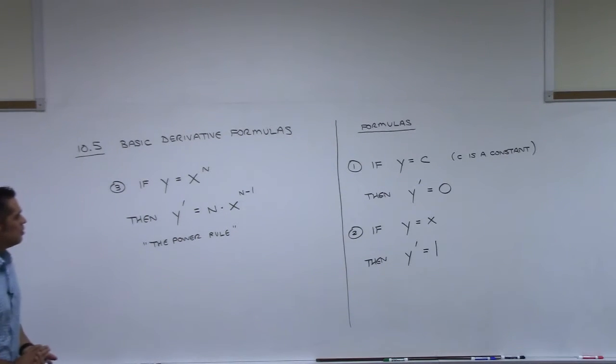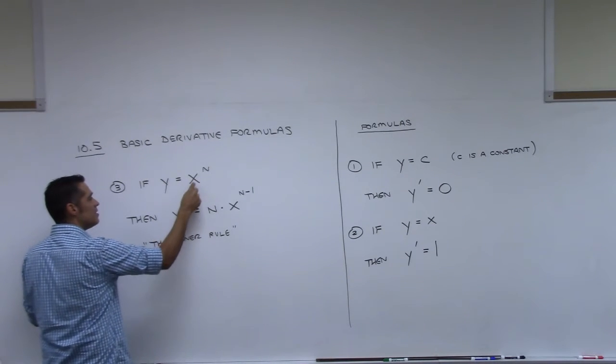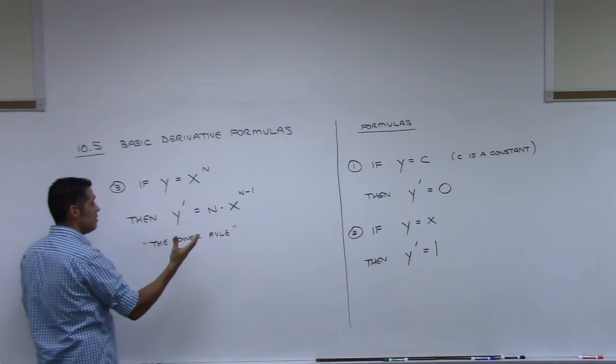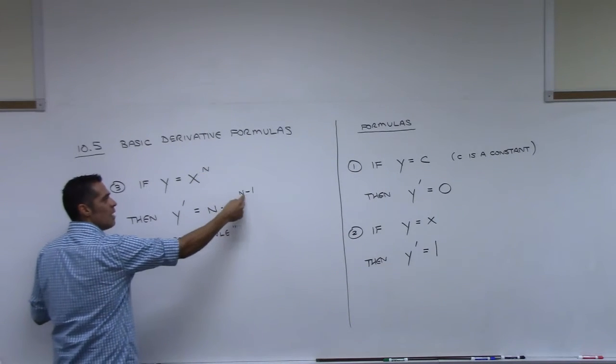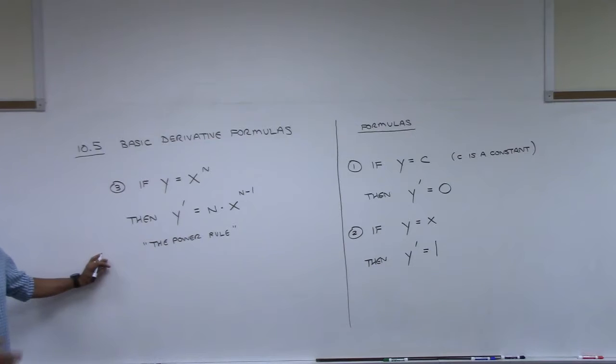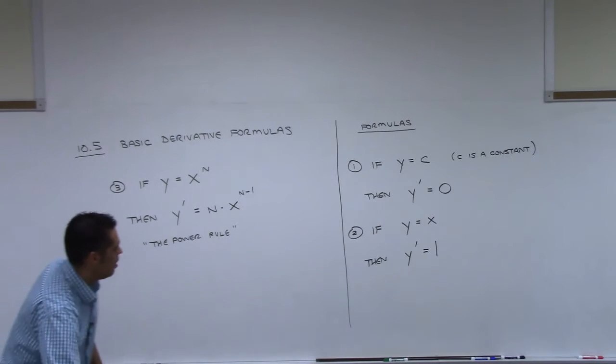So check out this rule. This rule is fantastic. What it says is that if you're trying to find the derivative of x to some power, all you have to do is take the power out in front and then just subtract 1 from the power. And that's it. You're done. Okay? That's it.